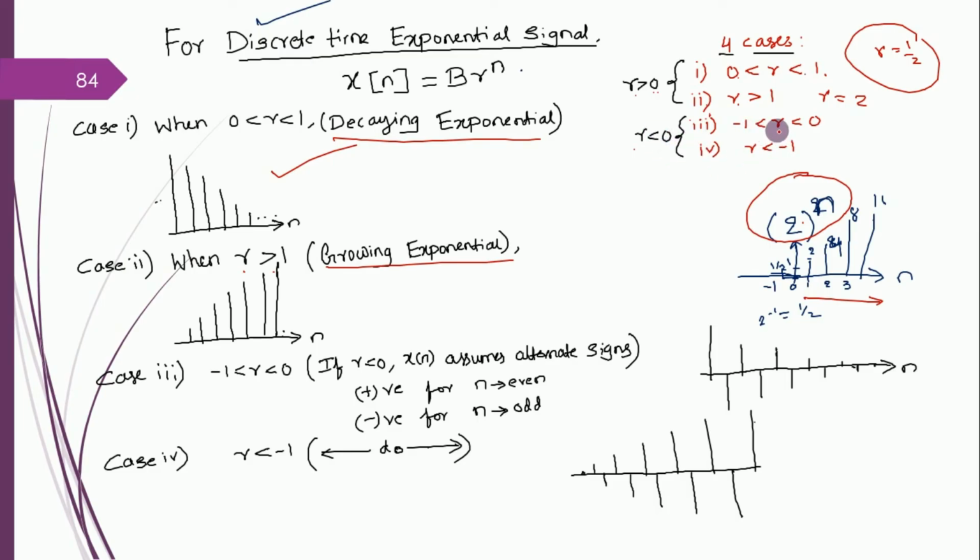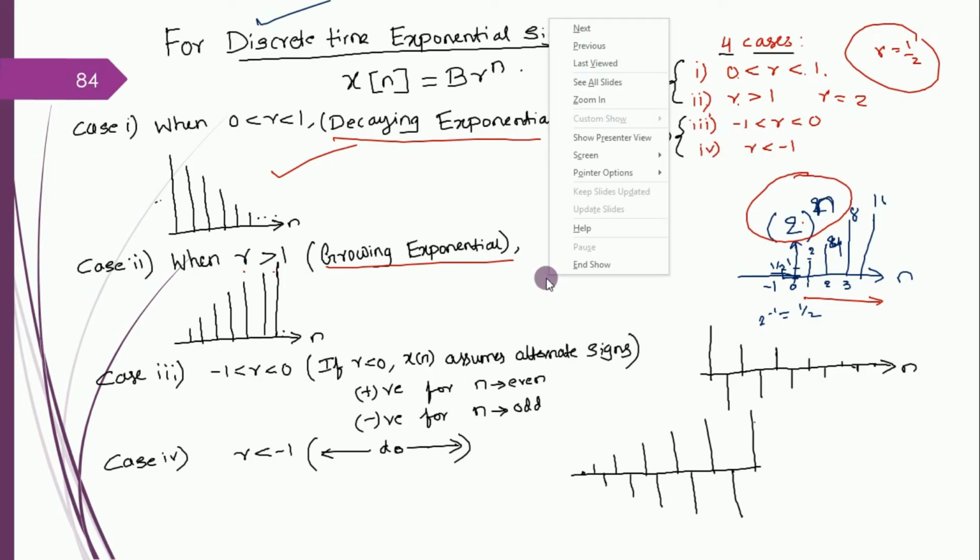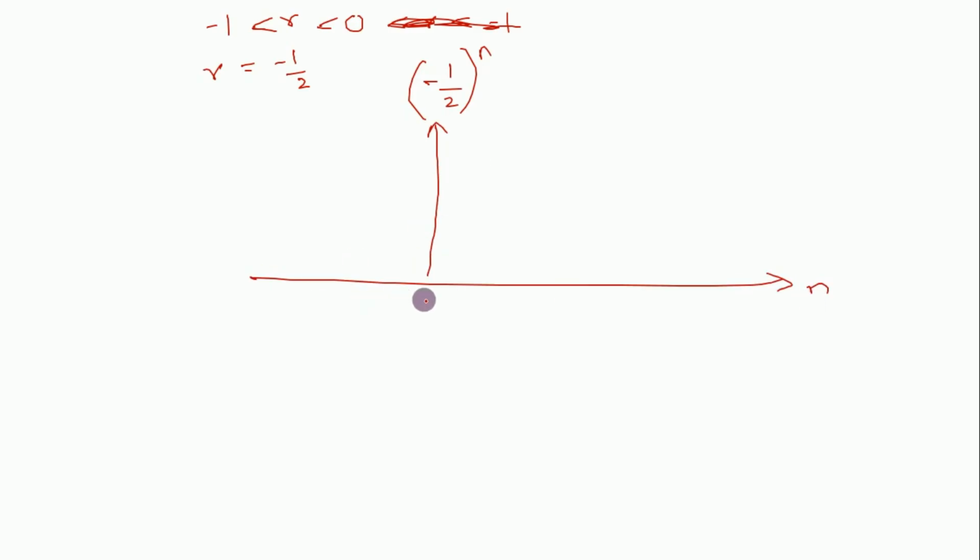Very simple. Now we come to cases number 3 and 4, where R is less than 0. When R is less than 0, if the R range is, I'll take one more screen for this, minus 1 by 2, let me consider. In this given range I'll take the simplest one. So now I take minus 1 by 2 raised to n, and I want to plot the curve. How does it look? At 0, anything raised to 0 is 1, so let me write it as 1.